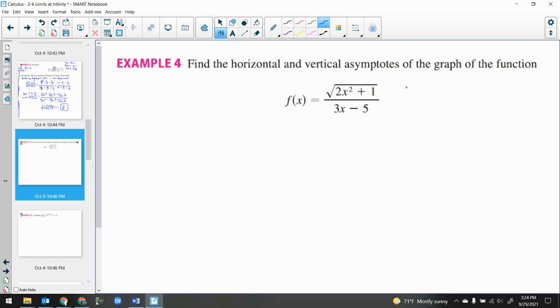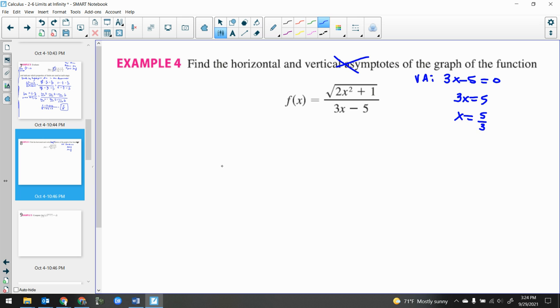Okay, now the vertical asymptote is going to be very easy to find whenever we're talking about a rational function. The vertical asymptote is always going to be when the denominator equals 0, right? Any rational function, vertical asymptote is when the denominator equals 0. So 3x is equal to 5. So x is equal to 5/3. There's our vertical asymptote. Done, check, done.